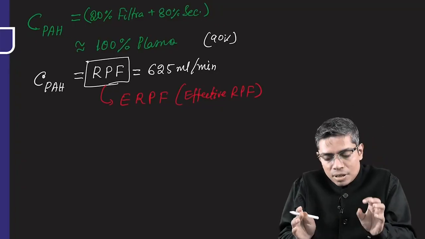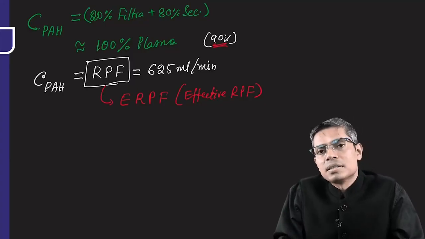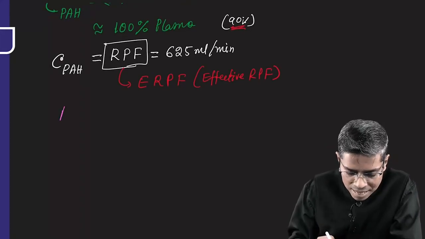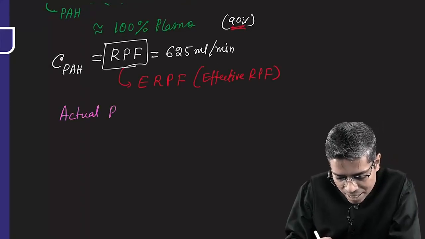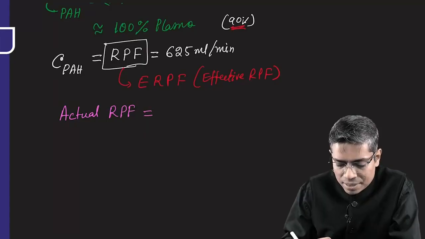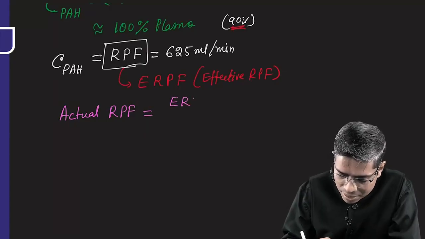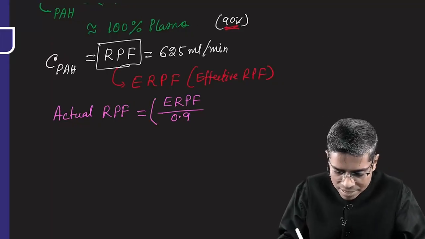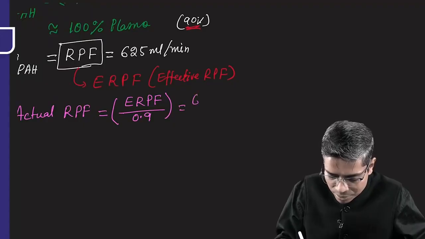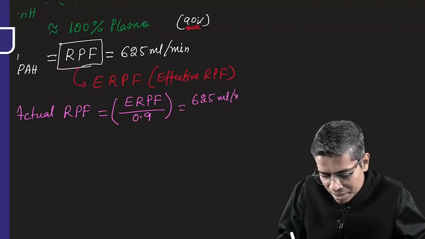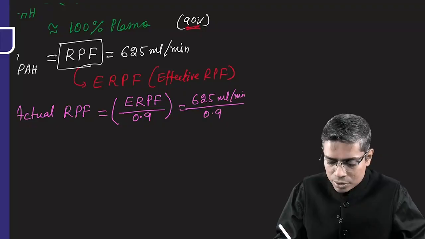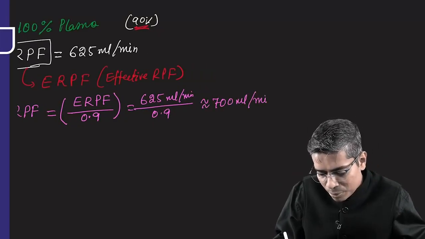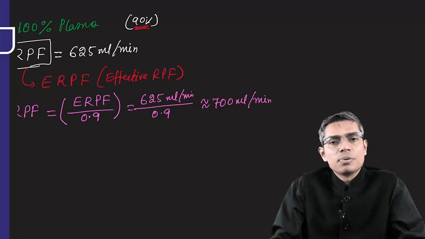This is not the actual one, because actual is 100%. Here it is only 90%. So if I want to calculate the actual renal plasma flow, obviously this effective renal plasma flow is divided by 0.9, because 90%. Effective renal plasma flow is 625 ml per minute, divided by 0.9. So this will be approximately 700 ml per minute. Getting my point? So this way renal plasma flow is calculated.